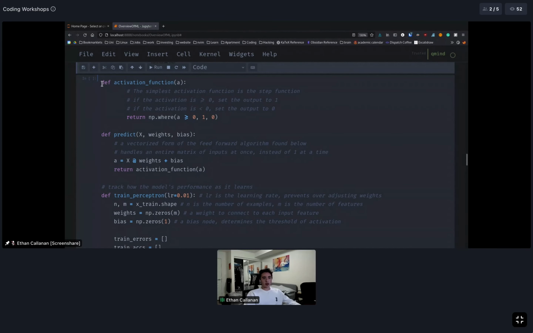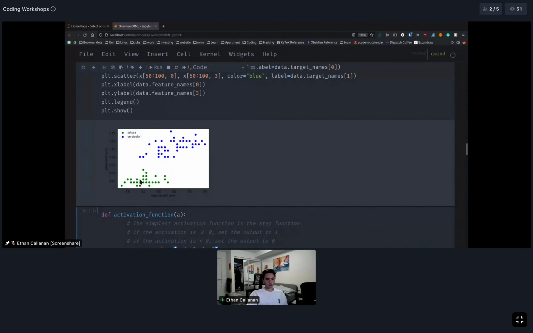So we'll start off by defining an activation function for it. The activation function is the function that the perceptron will use to decide, based on the inputs, once they've all been multiplied by their weights, which I'll explain a little bit better in a second, to then decide with that final value whether it should be in class Setosa or versicolor.